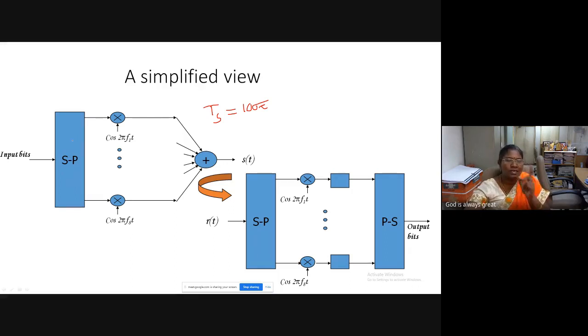So how many parallel streams are you going to create? That depends upon the delay spread of your wireless channel. From the delay spread value of the wireless channel, you will see that the TS should be greater than at least 10 times your sigma tau. That many parallel channels you will be creating. Then only your signal will undergo flat fading. Otherwise, it will undergo frequency selective fading.